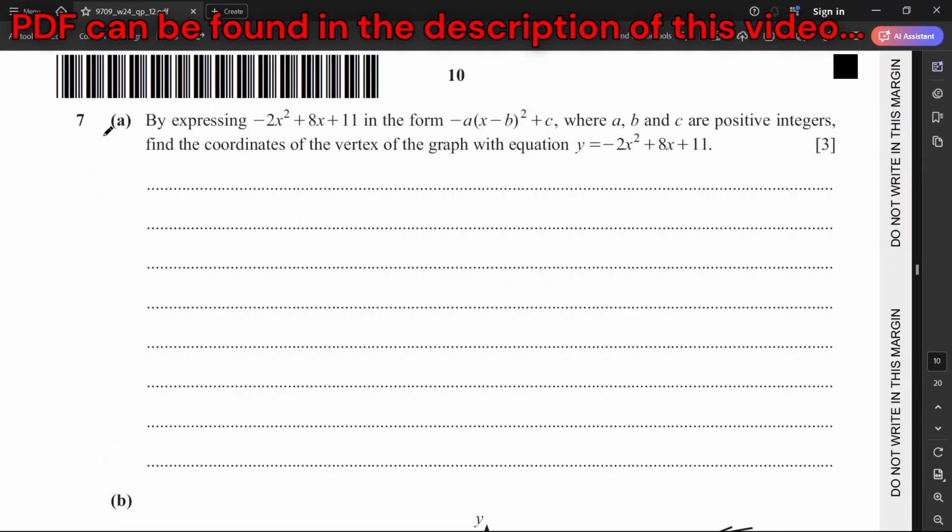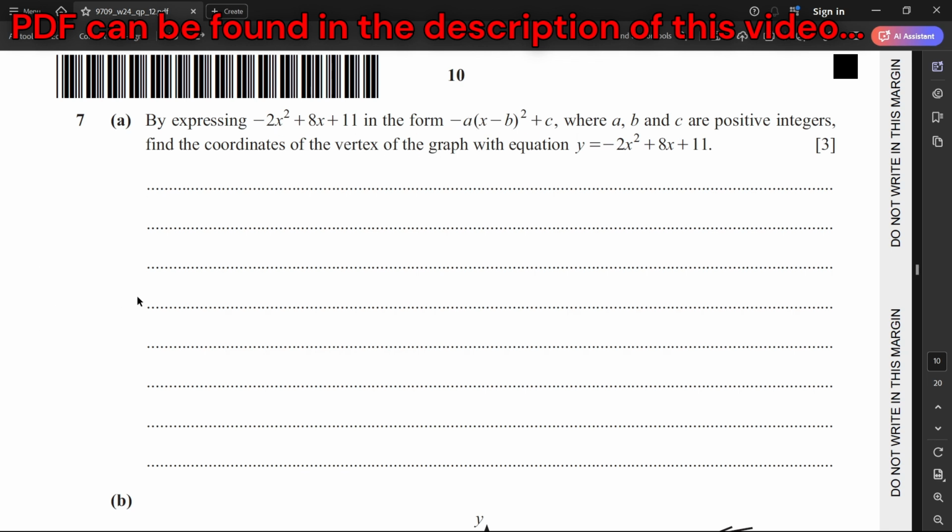Now in question 7, in the first part, we are asked to express this quadratic equation in its completing square format, where these a, b and c values are positive integers, and then find the coordinates of the vertex. So the x and y coordinates for the vertex of this graph. Usually it is not compulsory to express this equation into its completing square form and then get the vertex. We can also do it without this formula.